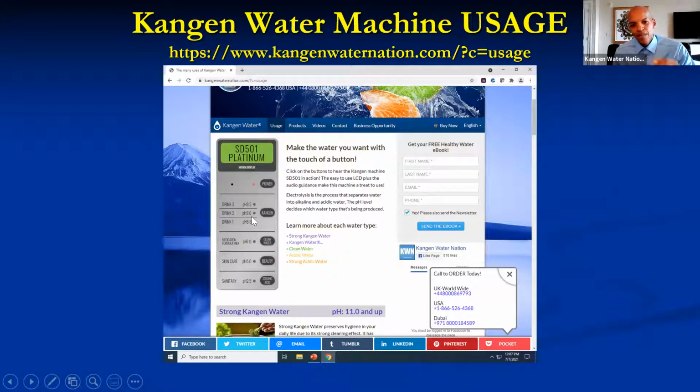at a time. The 9.0 is a mid-range. The 9.5 is the highest level. And that means the 9.5 will have the strongest detox. The 8.5 will have the mildest, and the 9.0 will be mid-range. Those settings are very important.